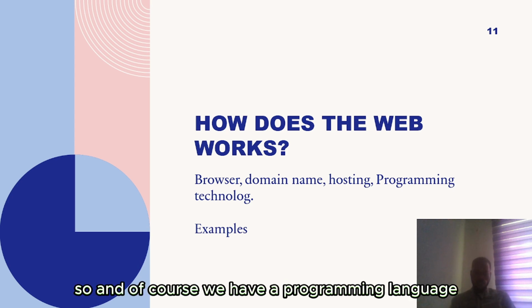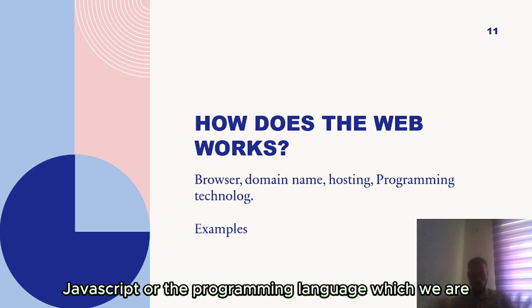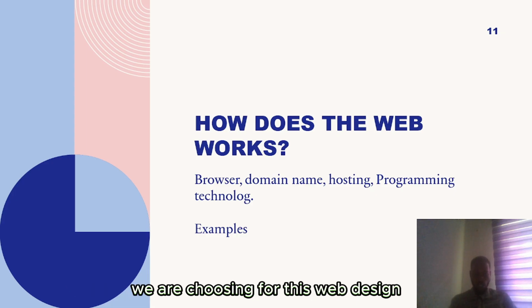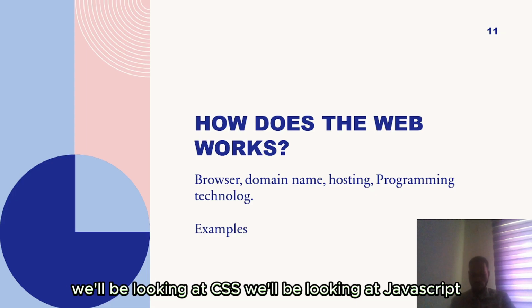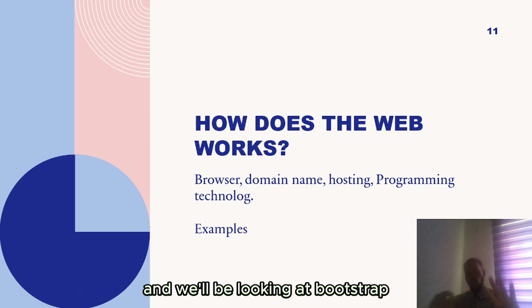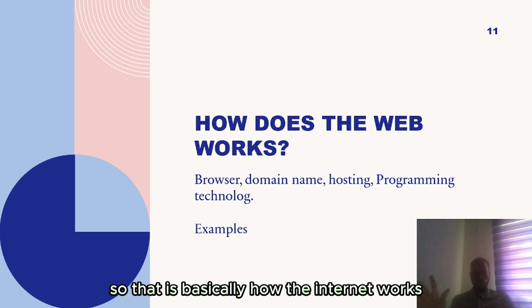And of course, we have a programming language, as I've said, which can be HTML, CSS, JavaScript, or the programming language we are choosing for this web design. So basically, we'll be looking at HTML, CSS, JavaScript, and Bootstrap. And then we'll take a project for our final practice. So that is basically how the internet works.